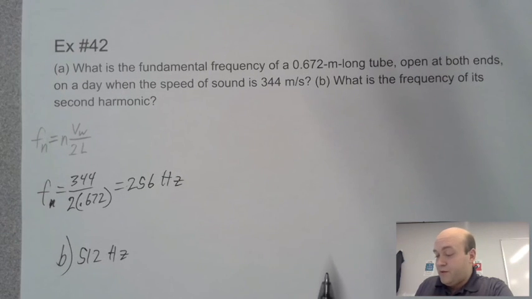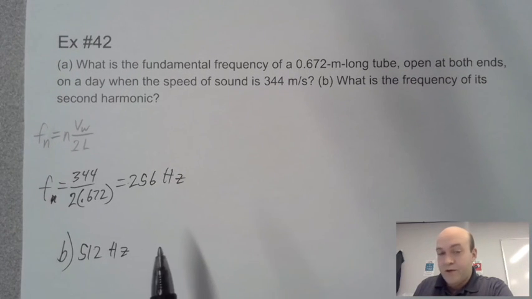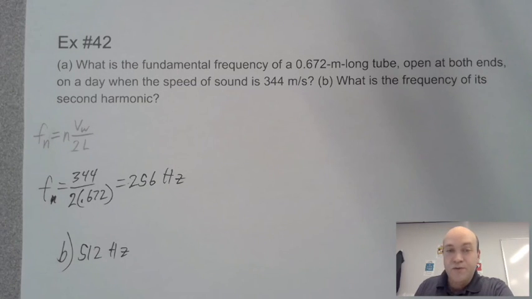Okay, so that's the quick overview of looking at resonance in tubes, the difference between being open and closed, and what a standing wave is. Remember nodes and antinodes, all of that.